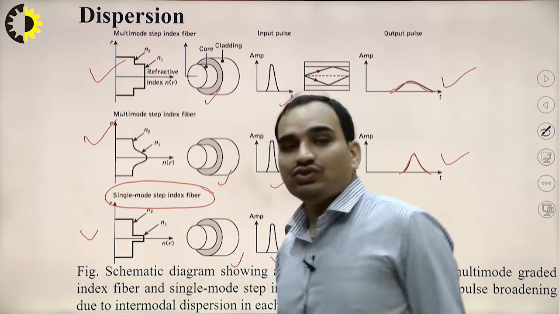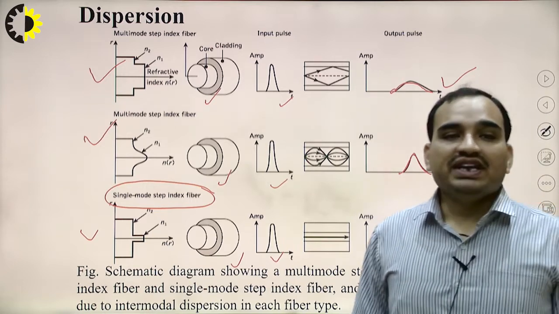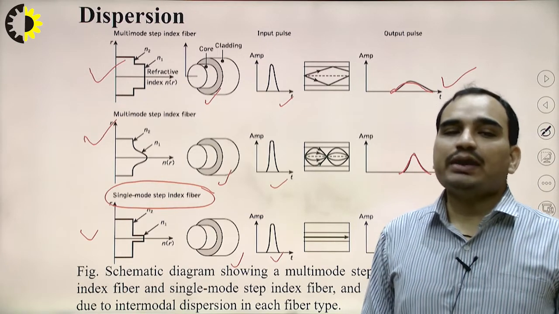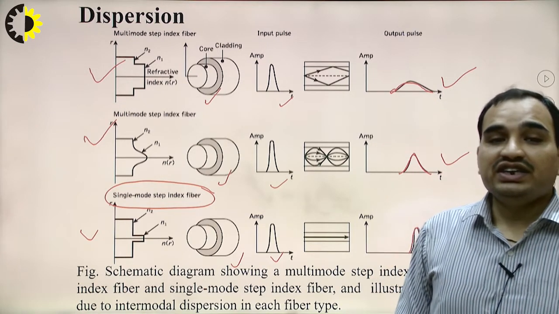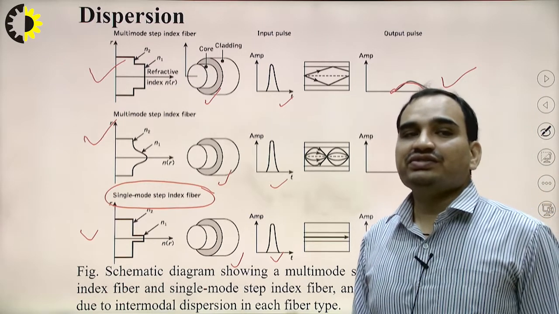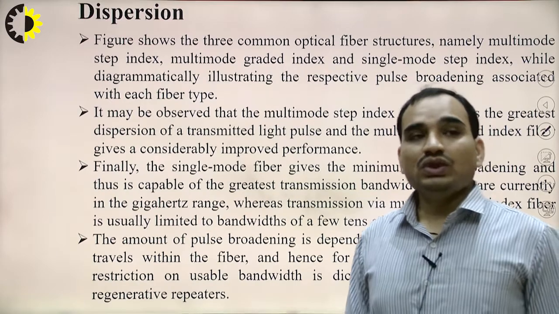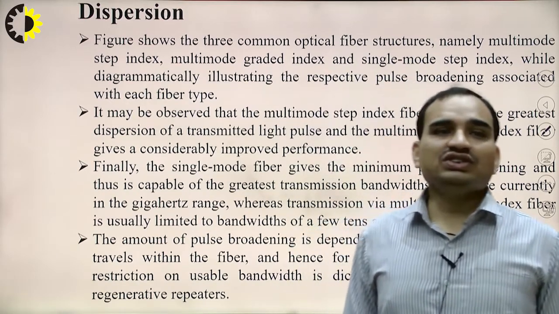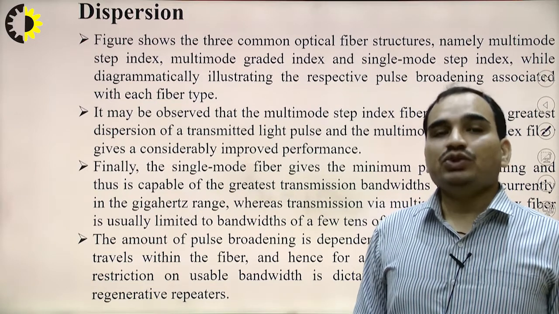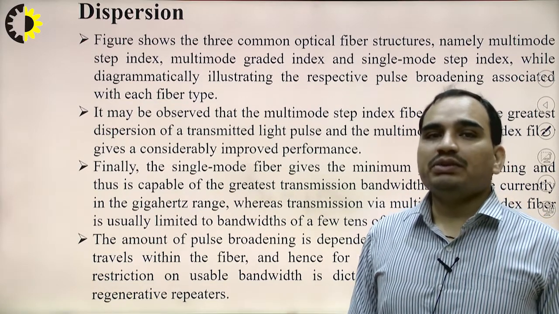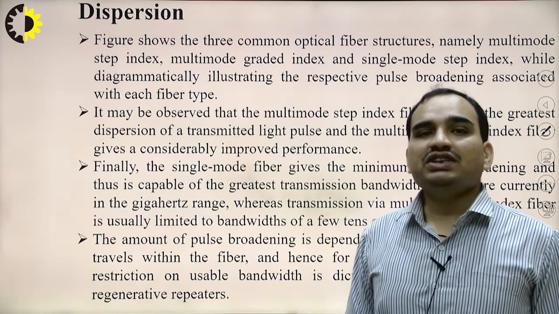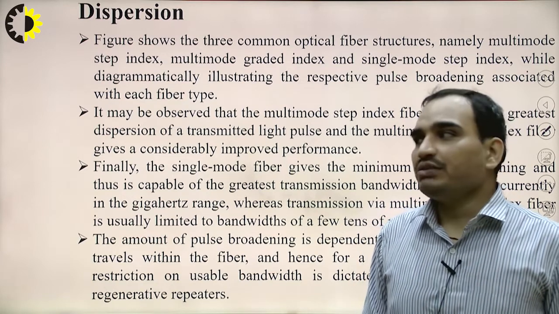So this figure shows a multi-mode step index fiber, multi-mode graded index fiber, and single mode step index fiber, illustrating the pulse broadening due to intermodal dispersion in each fiber type. So this is the explanation. The figure shows the three common optical fiber structures, namely multi-mode step index, multi-mode graded index, and single mode step index, while diagrammatically illustrating the respective pulse broadening associated with each fiber type.